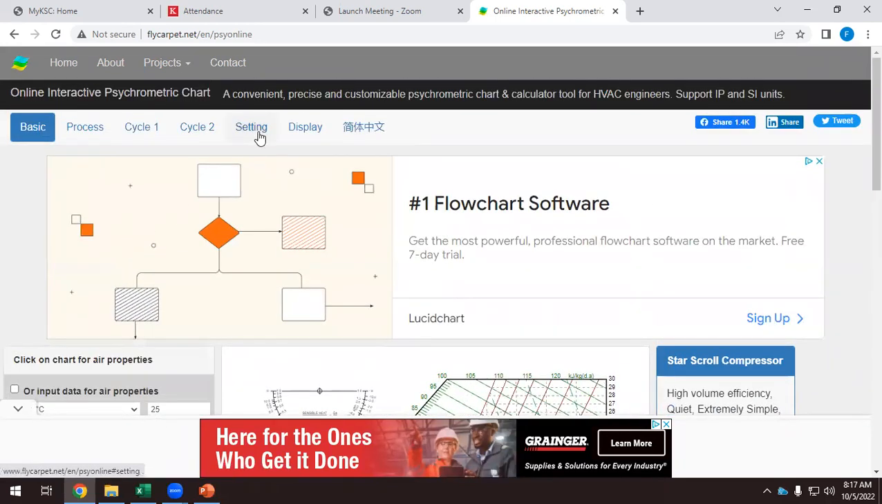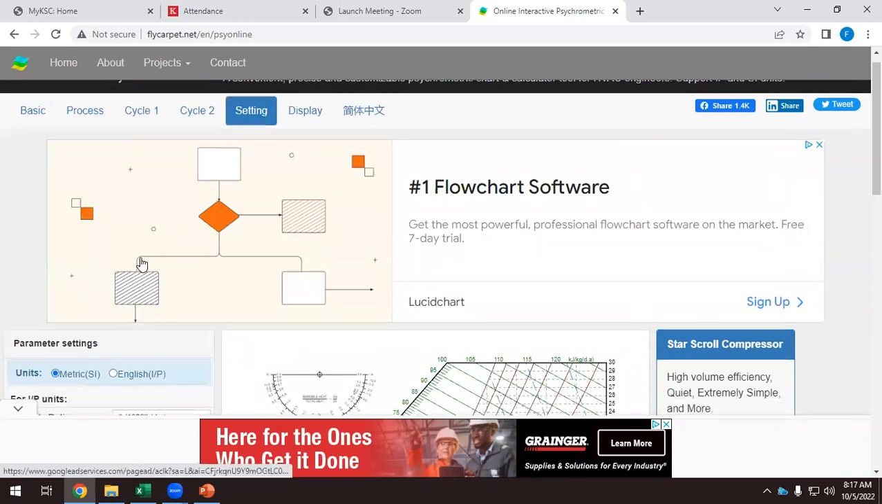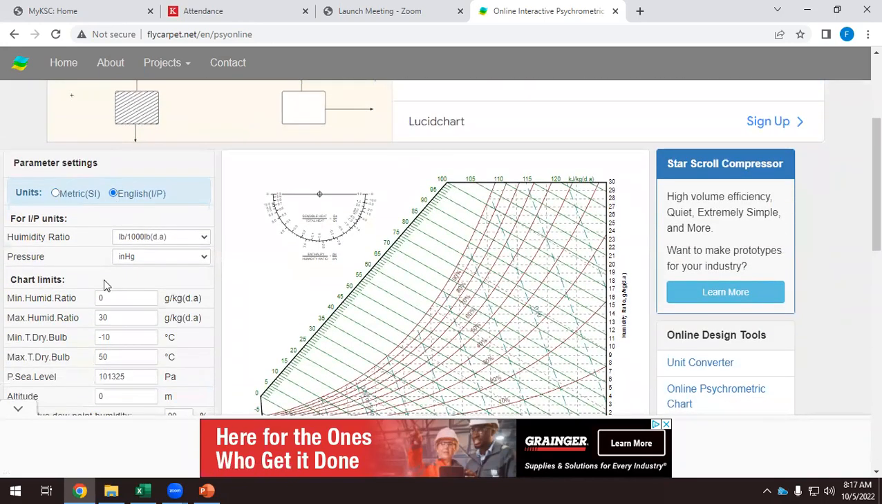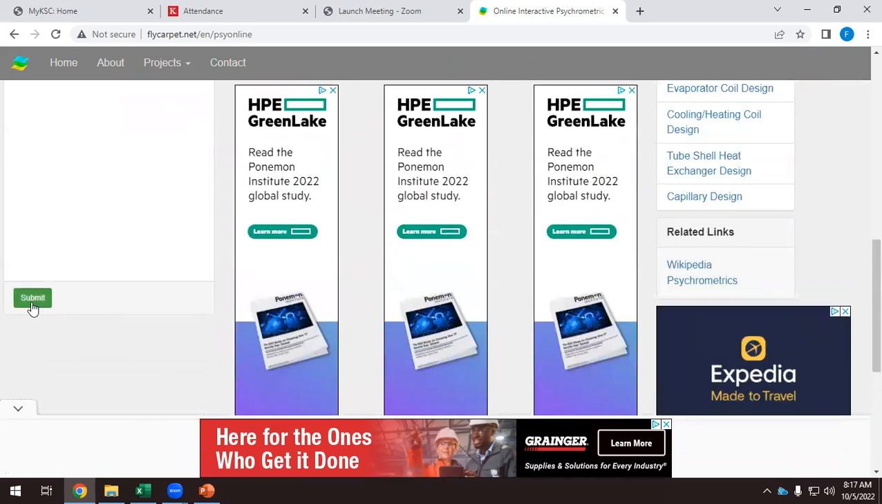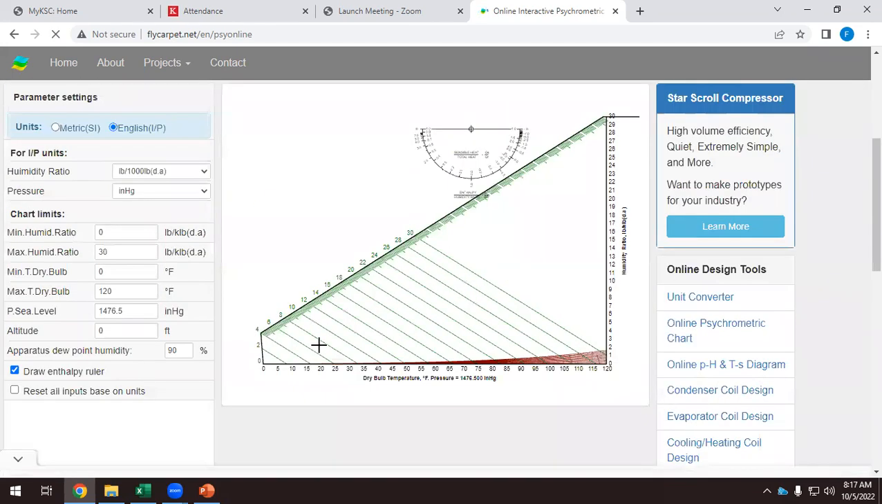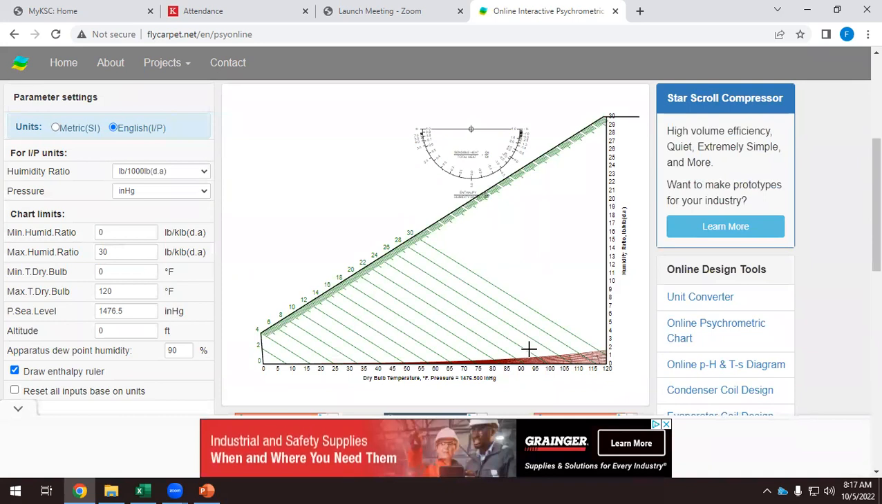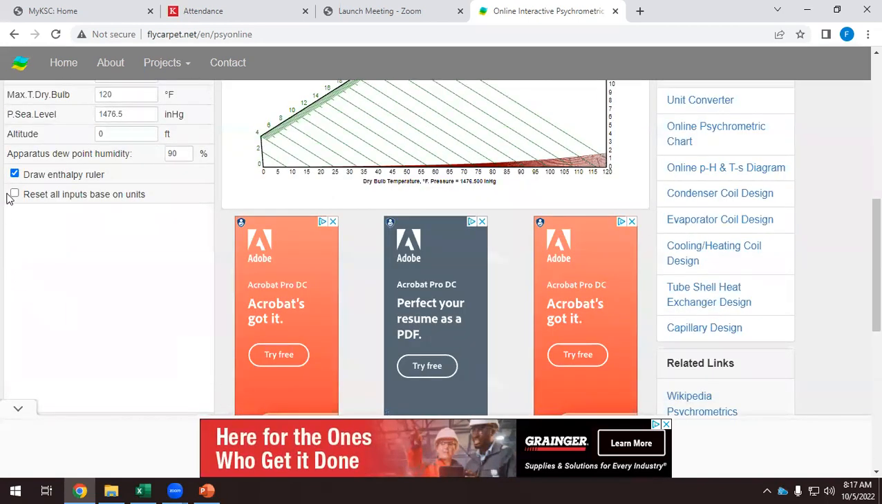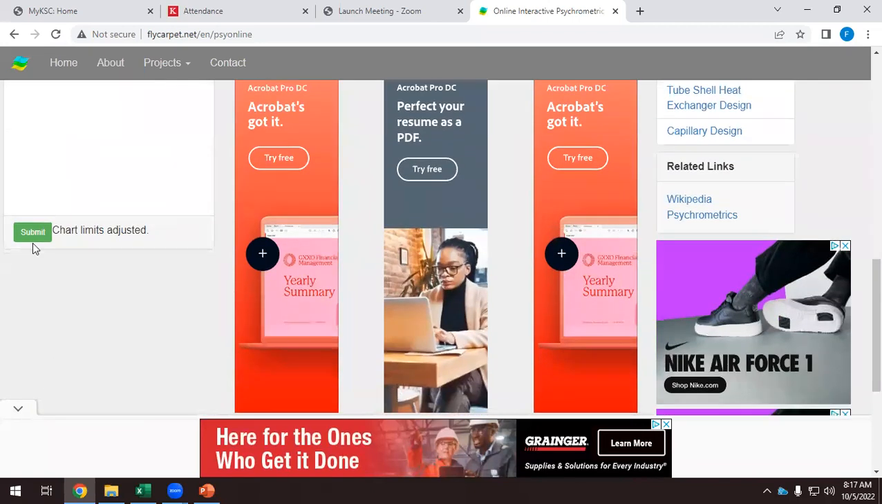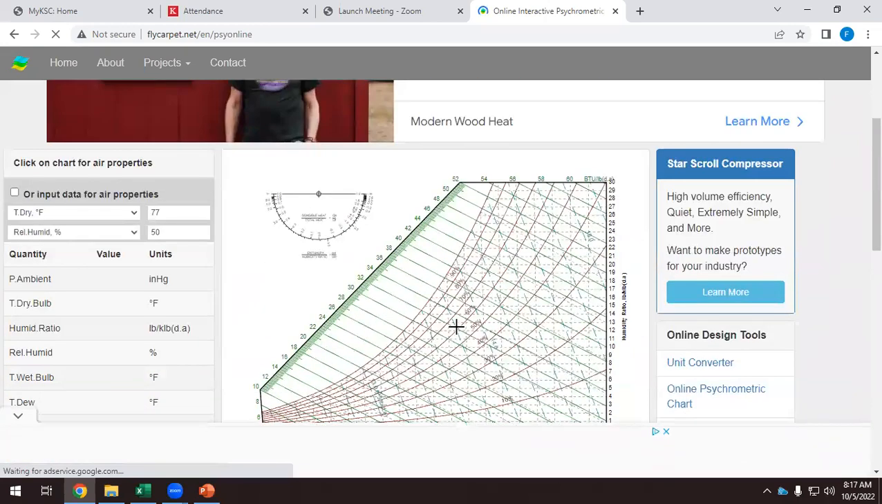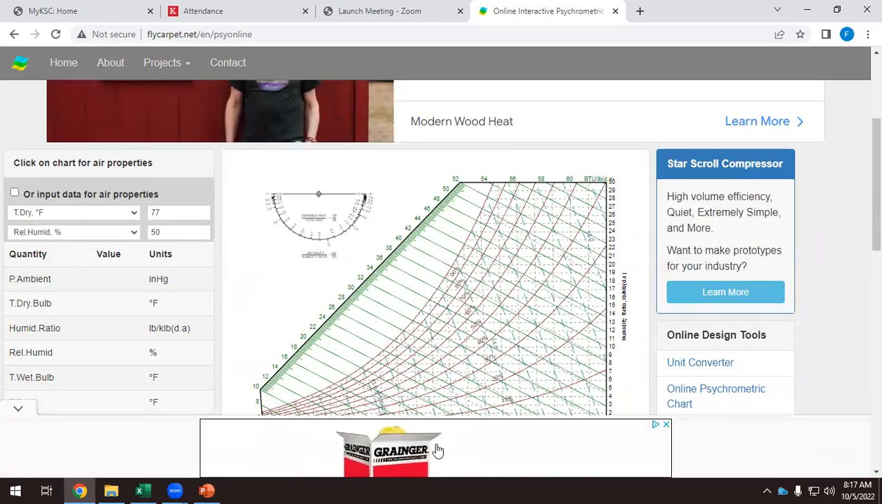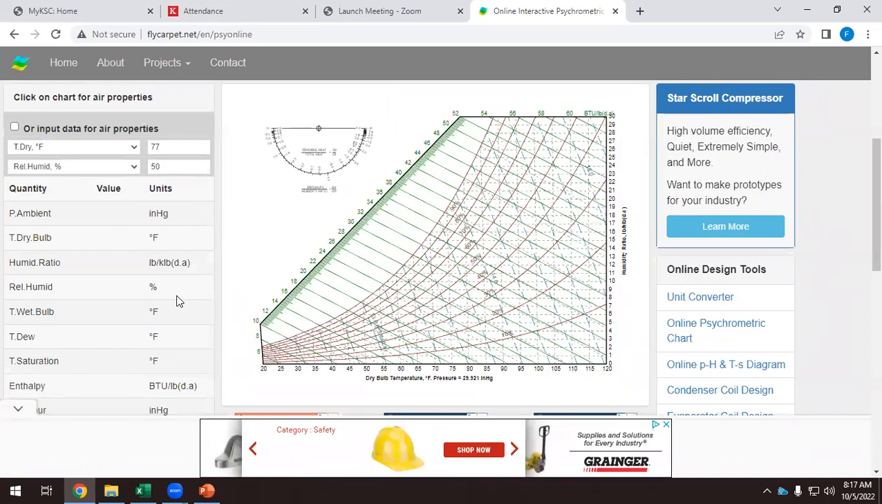The first thing we have to do is change the settings, and then click imperial units. If we click imperial units and just click submit, we have a chart that is not nice. So we have imperial units, or English units, but we have to reset all inputs, and submit again. Now we have the right chart and we can see things clearly. And here we have the units.